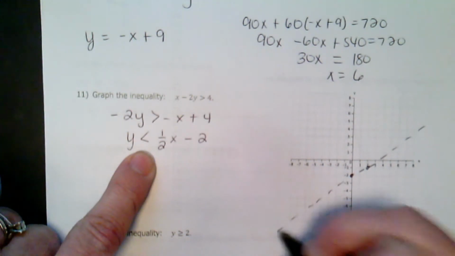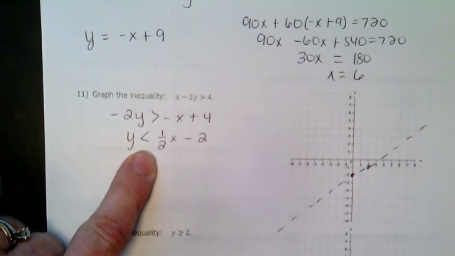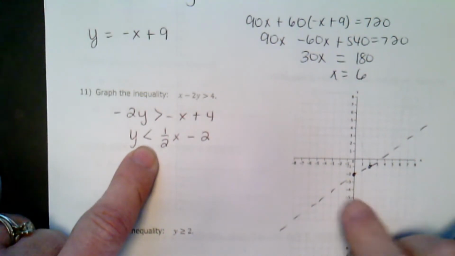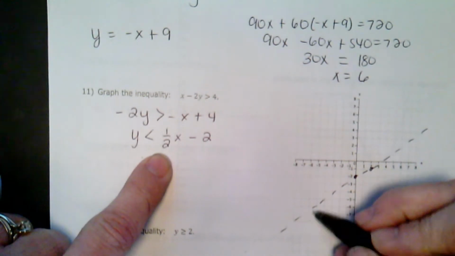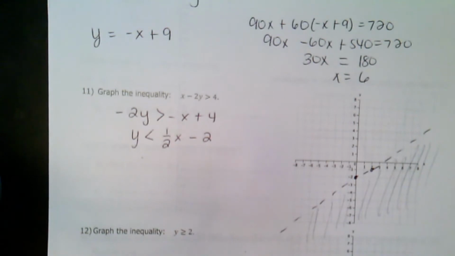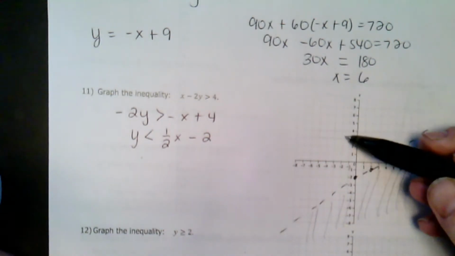And I'm a horrible straight line drawer. And then we need to always shade when you do inequalities, so it has to be less than this. So this down here is what's shaded. This would be greater, this would be less.